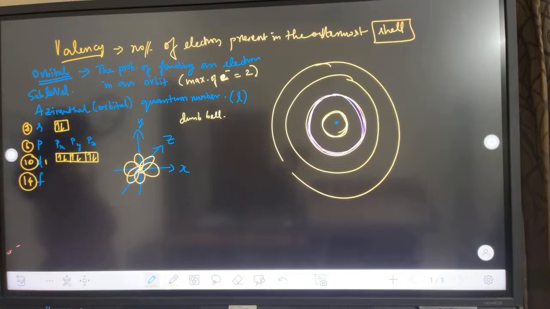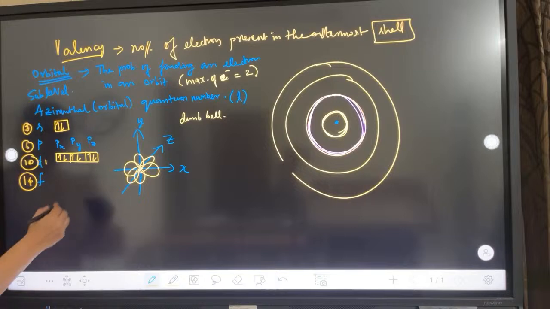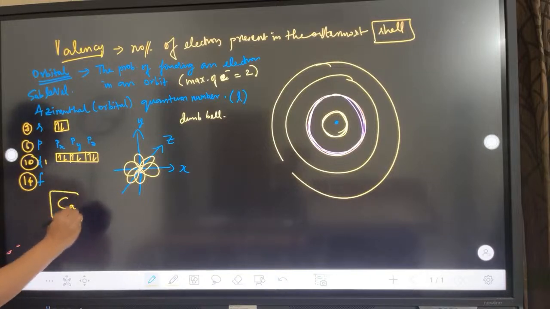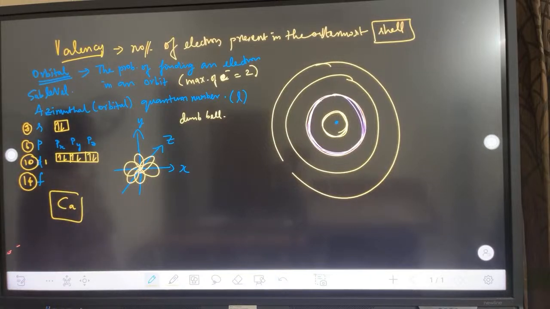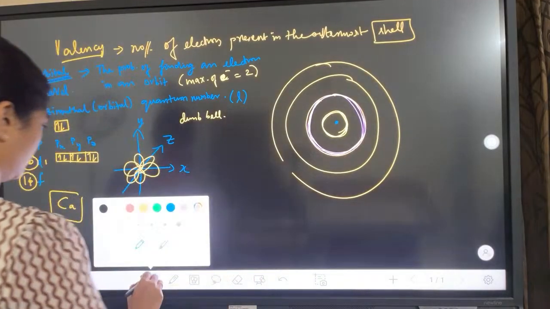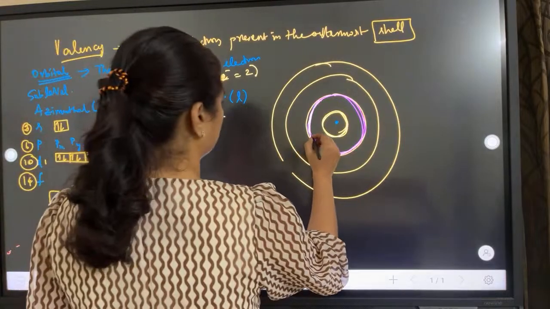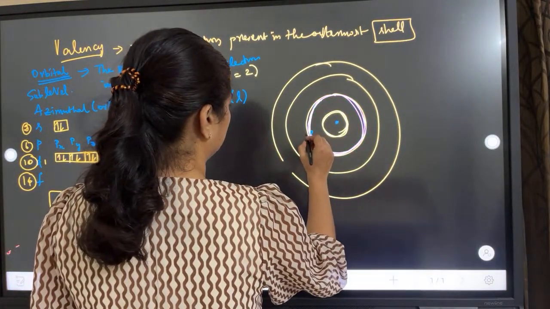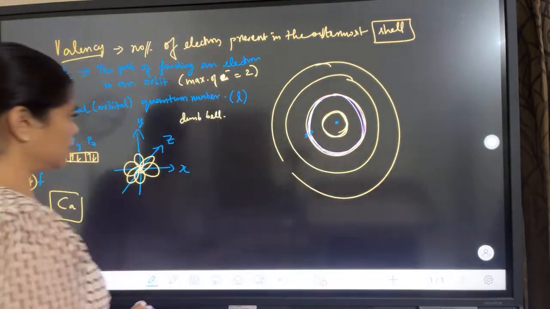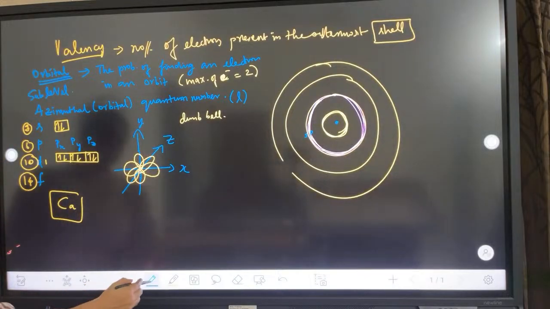Okay, I'm coming to the element. We are talking about calcium, for example. What is the atomic number for calcium? 20. Okay.